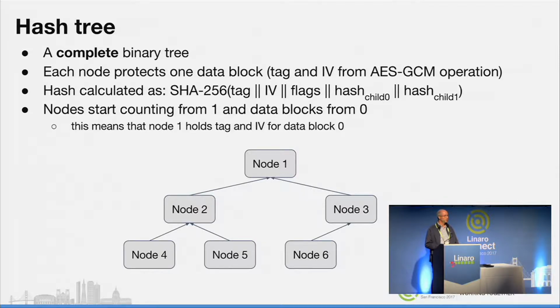A curious thing is that we start counting the nodes from 1 and the data blocks from 0. It's because it's easier when traversing the tree if we count like that. But it means also that node 1 corresponds to block 0, but that's not so hard to keep track of.